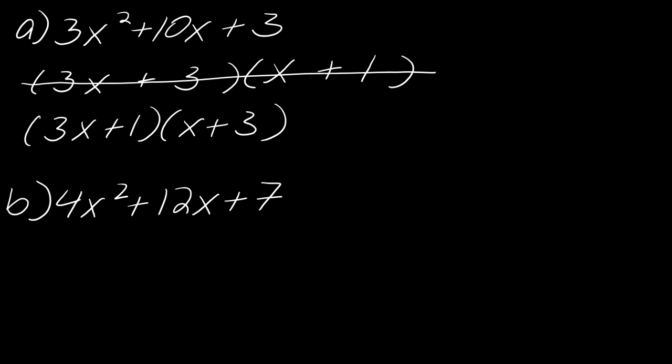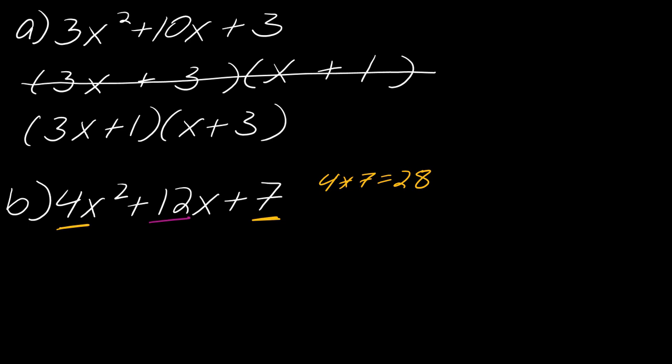So we talked about using trial and error versus the AC method. For the AC method, I'm going to take 4 times 7, so that's 28. So I need two numbers that multiply to 28 but add to 12.